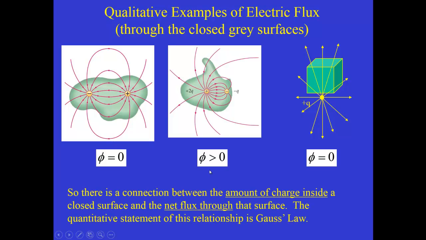So what we see just by inspection of these cases, there's a connection between the amount of charge inside a closed surface and the net electric flux through that surface. The quantitative statement that relates those two quantities is called Gauss's law, and let's see where it comes from. Here's the answer. We'll show you what the answer looks like and then show you where it comes from.